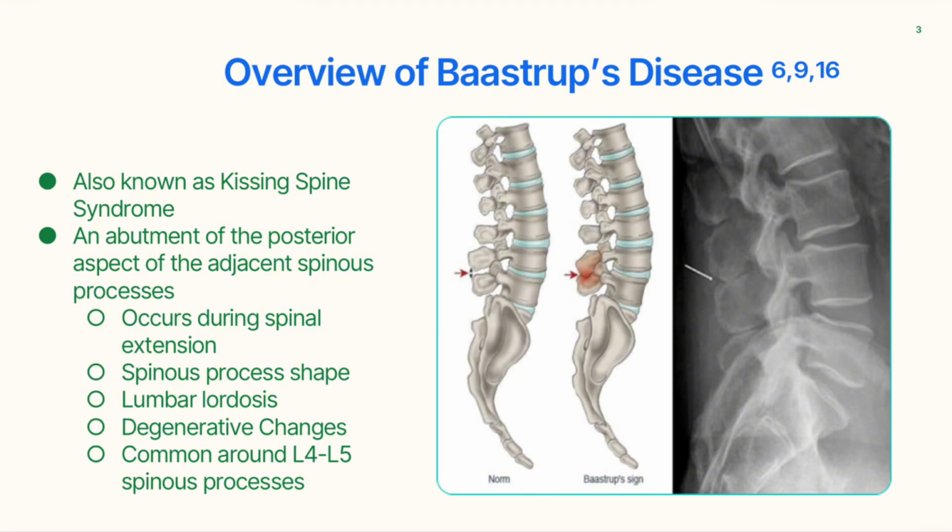And this usually occurs due to issues with spinal extension, or due to the shape or issues in posture like lumbar lordosis, or just degenerative changes due to age over time. One article that I found said that since Baastrup's can be misdiagnosed a lot, it's usually around the L4 to L5 area.